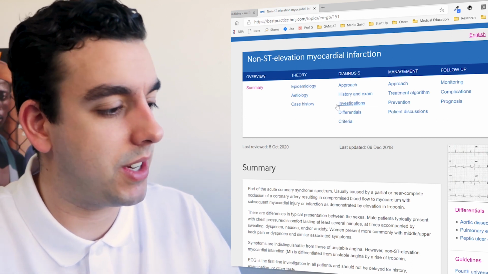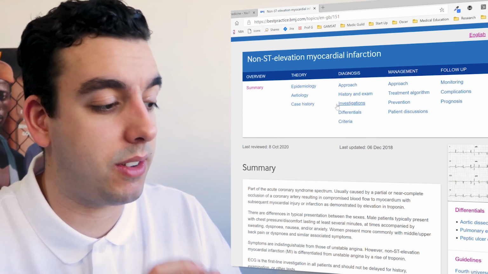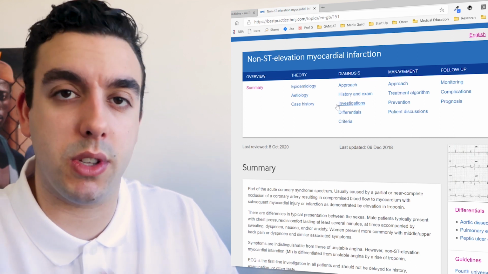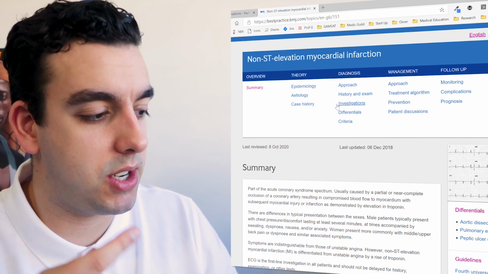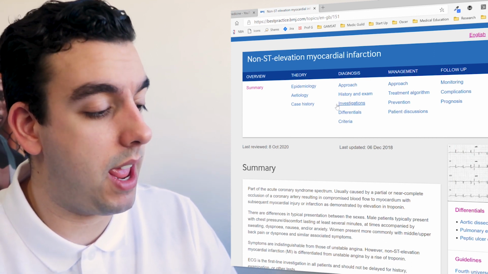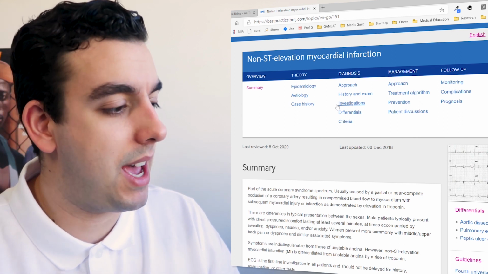What actually is the condition? You've also got history and exam, which is really important for clinical exam study, investigations that you would get, and also what results you would expect to see on those investigations, importantly. Other differentials, which is not as important, and then a bit about management, treatment algorithms, that kind of thing.